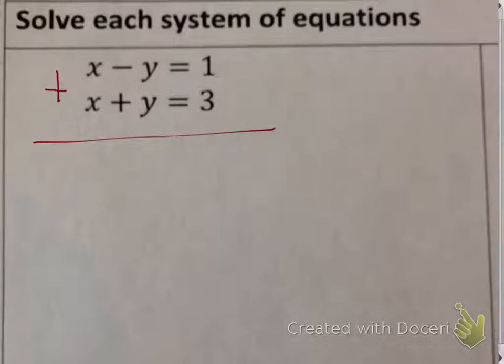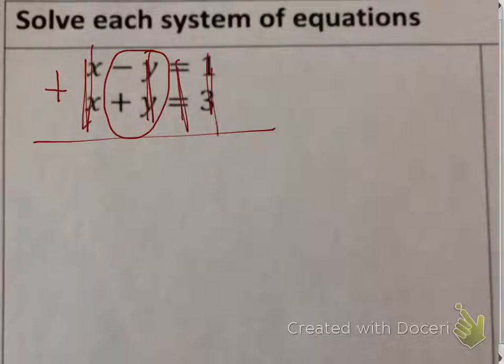Will it go away? If you look at these, the y's right here, if I have a negative y and a positive y, those are going to cancel each other out. So that's what I want to do. I want to stack these equations so they're lined up: x's, y's, equals, numbers. Then I want to see whether I can add them straight down and have the variables cancel. In this case, those y's will cancel. So I'm going to add these equations straight down.